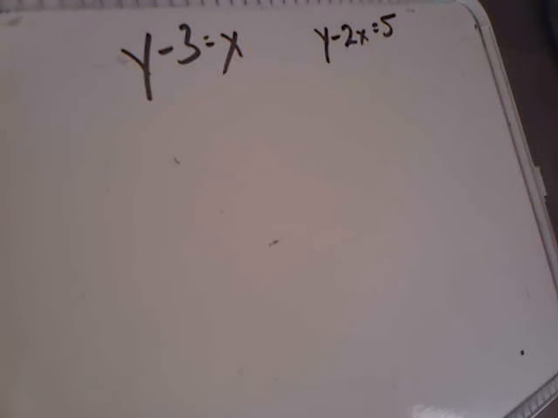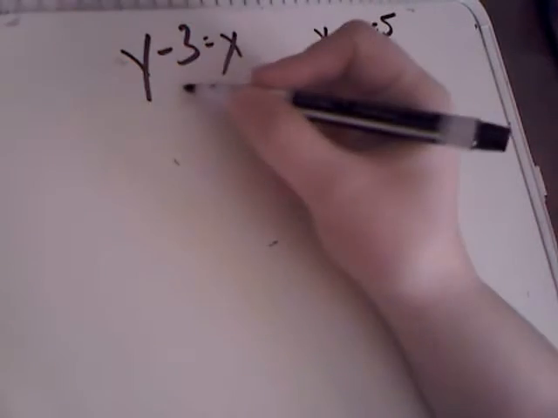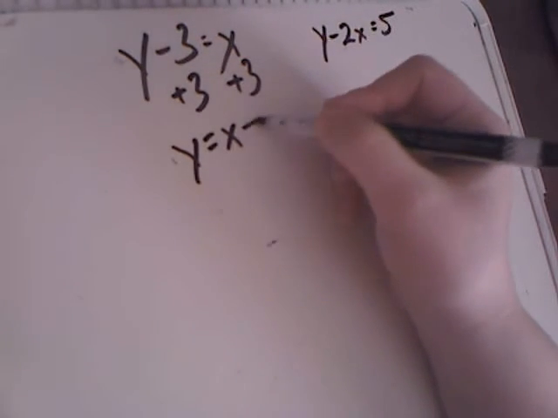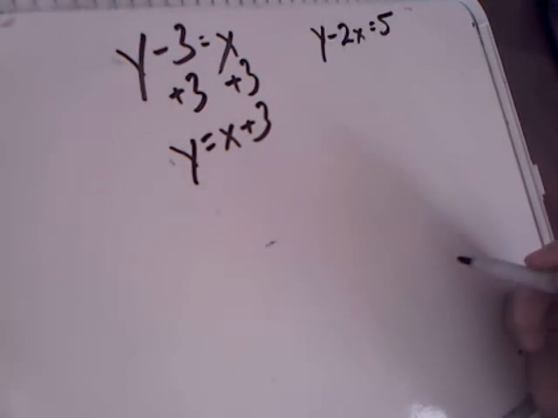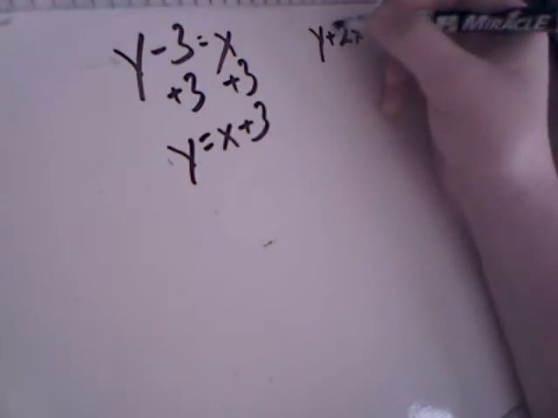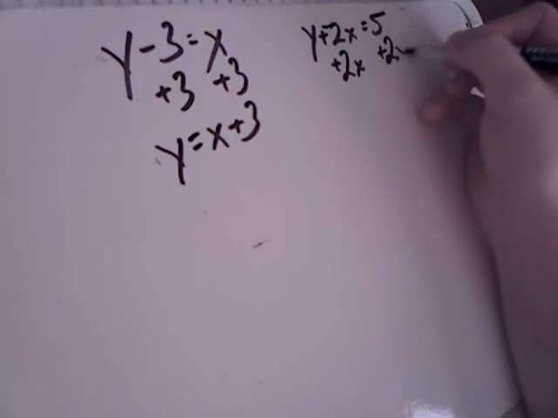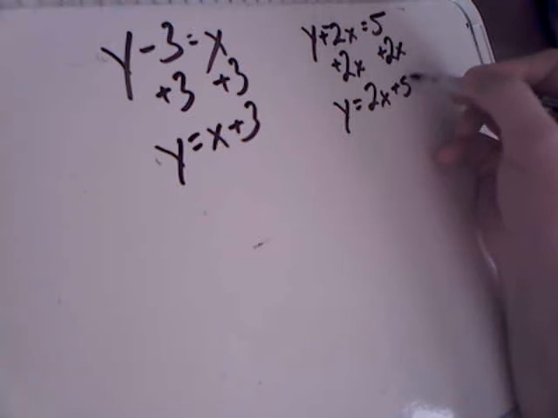The first step is to make sure that both of these two equations equal the same variable. So I'm going to have both of these equal y. To get y alone over here, I'm going to add 3 to both sides, and I'll get y equals x plus 3. And on this side, I need to get rid of negative 2x, so I'm going to add 2x to both sides. So I'm going to end up with y equals 2x plus 5.